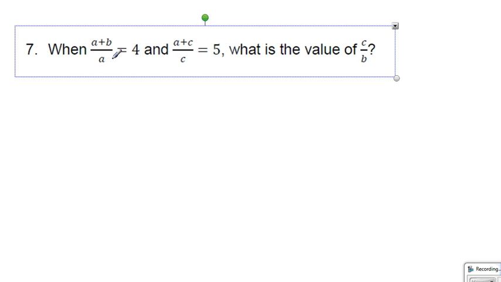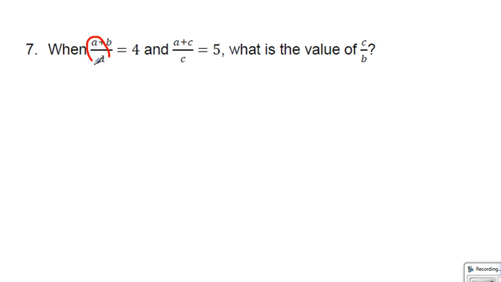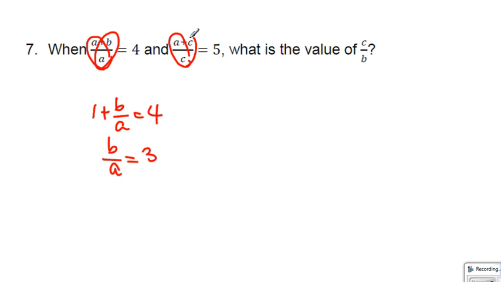Here, in class, we mentioned that A was common here. So this in fact becomes 1 plus B over A is equal to 4. That means B over A becomes 3. Likewise, A and then C, so A over C plus 1 equals 5. That means A over C is equal to 4.